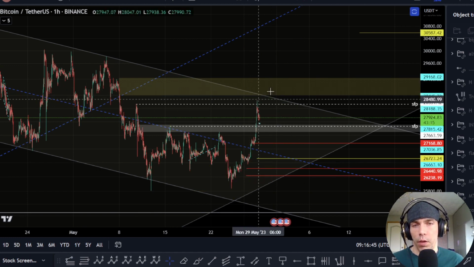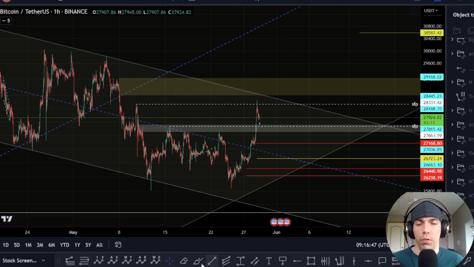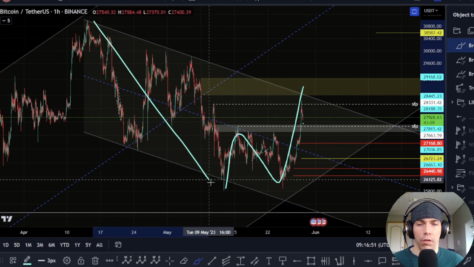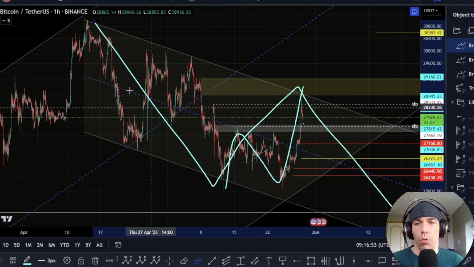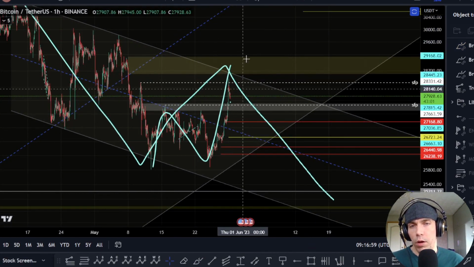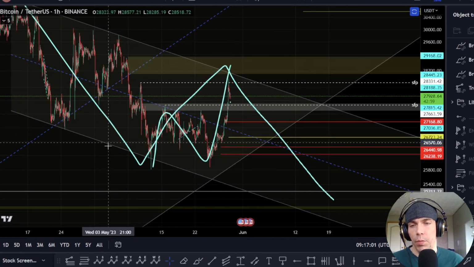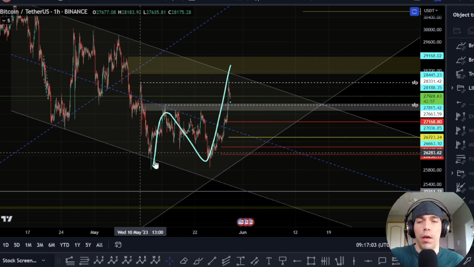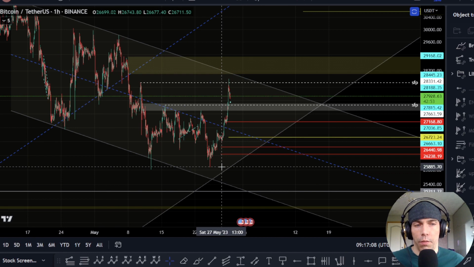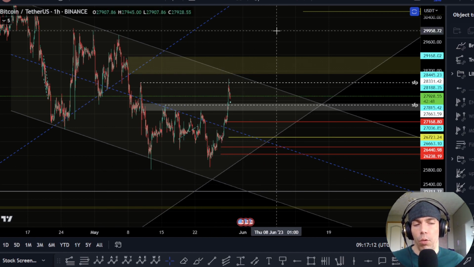If we do stall out over here, it becomes more probable that we've got this as a corrective structure in between this as an A, a B, and a C, or potentially a W, an X, and a Y. So we'd have to just be cautious. If we do stall out within this zone, we could still see some lower prices coming in here. But really, as long as we actually hold this low here of this 25,885, what we could see is continuation to the upside.